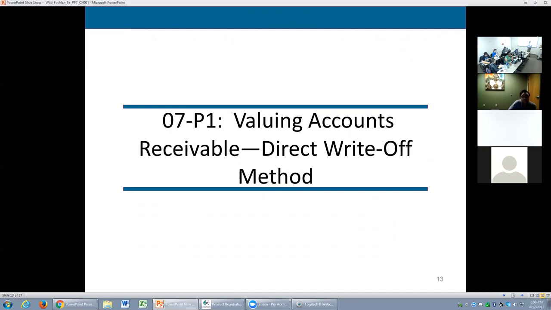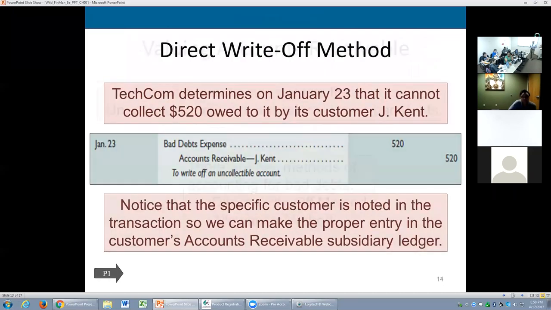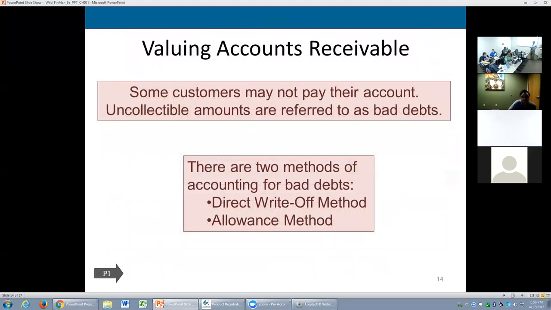All right, let's look at valuing accounts receivable and the direct write-off method. Now, it might come as a surprise to you that some people do not pay their bills. Some customers may not be able to pay their account. In accounting, we refer to uncollectible amounts as bad debts. What are we going to do when we realize that we're not going to be paid? Well, first we have to do some accounting to get rid of these. Two methods that we can use: the direct write-off method and the allowance method.